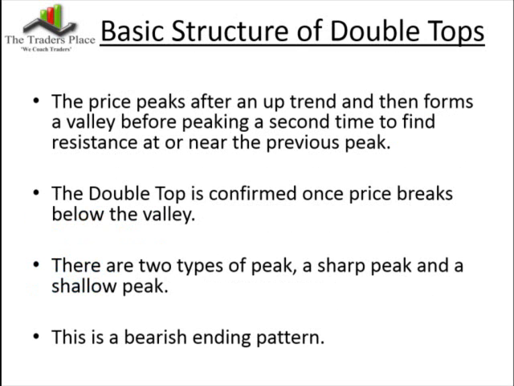Basic structure of a double top. Price peaks after an uptrend, forms a valley before peaking a second time to find resistance at or near the previous peak. The double top is confirmed once price breaks below the valley. Again, there are two types of peak, a sharp peak and a shallow peak. This is a bearish ending pattern. In other words, it requires an uptrend to be a valid double top. Once the neckline breaks, we can then consider the uptrend complete and we'll be looking for a move lower.